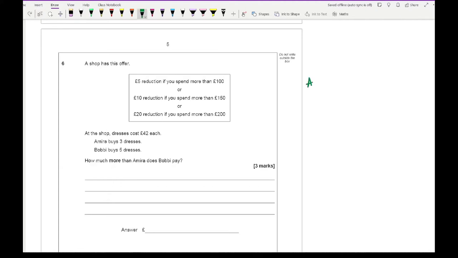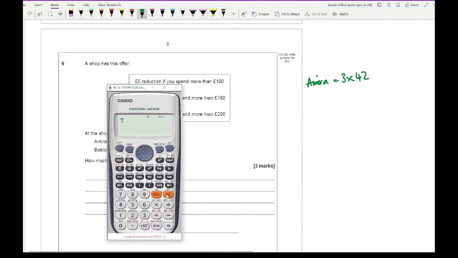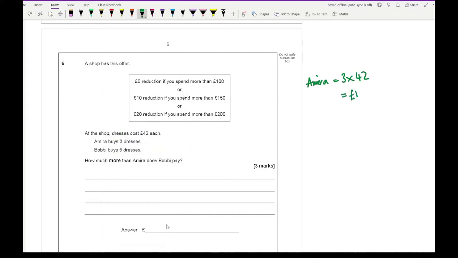So Amira is buying 3 dresses. So what I need to do is 3 times 42. And again, if I just get my calculator out and quickly do that, 42 times 3 equals £126. And because she's spending more than £100, she's going to get £5 off. So here, she's going to get minus £5. So she is spending £121.